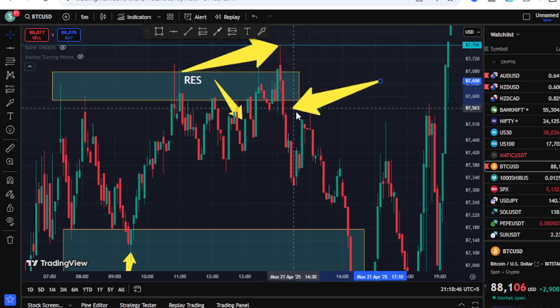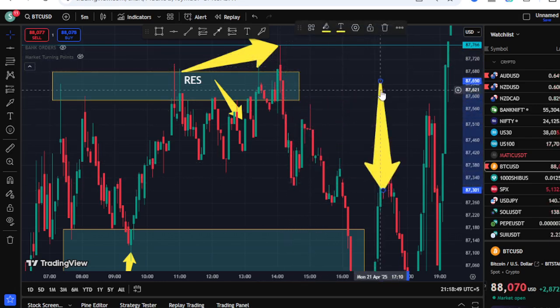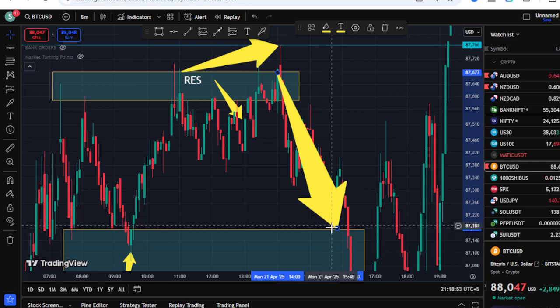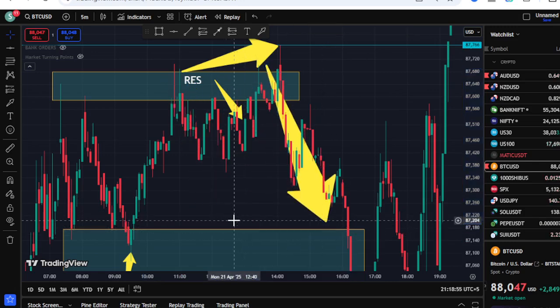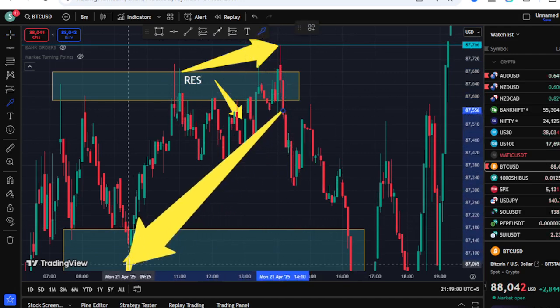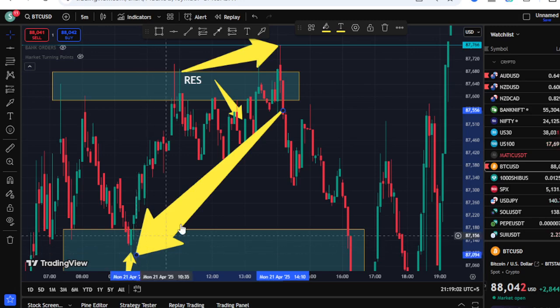Now just look here. Now why is it going down? Why is it going down from here to here? Basically, it was coming to hunt the stop losses. It was coming to hunt the stop losses that were available at that swing low. Okay, I hope now you can understand the concept.